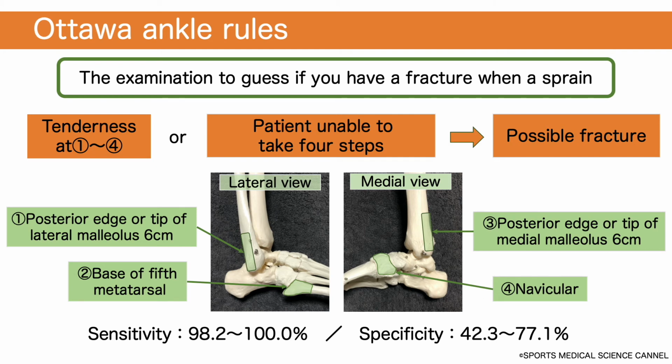However, the specificity is 42.3 to 77.1%. That is, even if there is no fracture, it is judged that there is a fracture with a probability of 40% or more. I'm a little disappointed in this part. However, if you suspect a fracture and go to the hospital and the X-ray shows that there is no fracture, it may be a blessing in disguise.